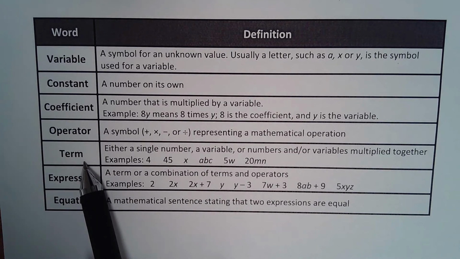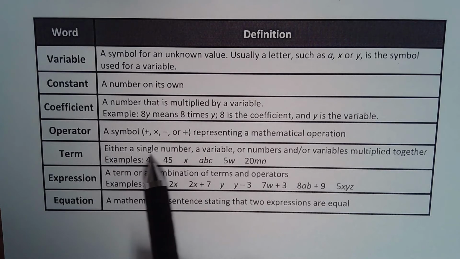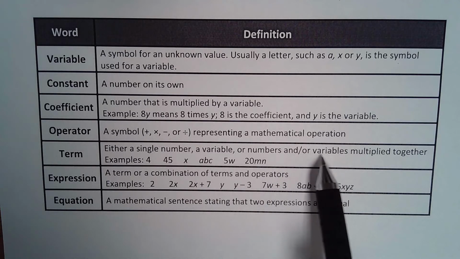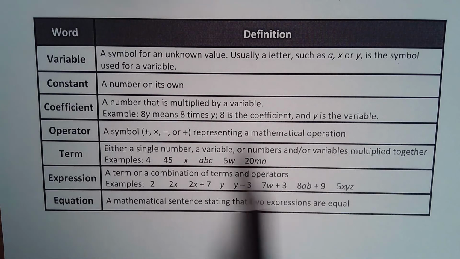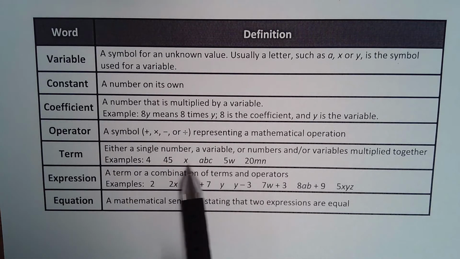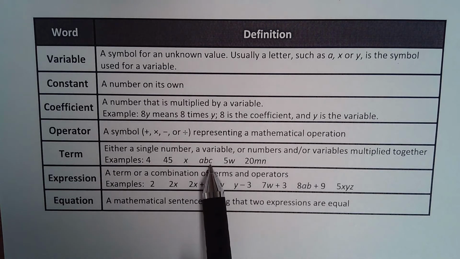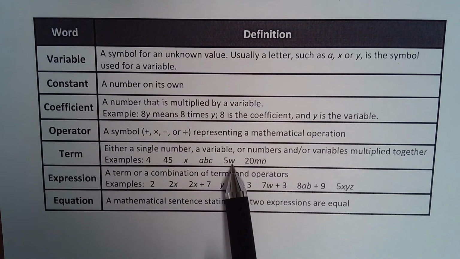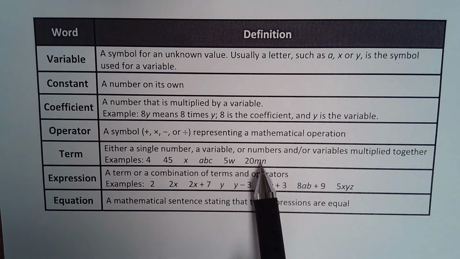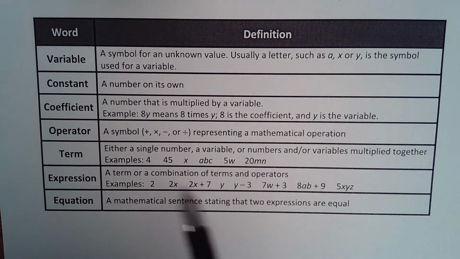Term. Term is either a single number, a variable, or numbers and or variables multiplied together. Some examples, you have 4, 45, the variable x, a times b times c. Remember, if all of your letters are beside each other without any operation in between, you are automatically multiplying those together. Then you have 5w, which means 5 times w, 20mn, which means 20 times m times n. Those are all considered terms.